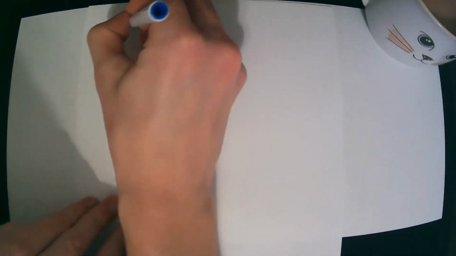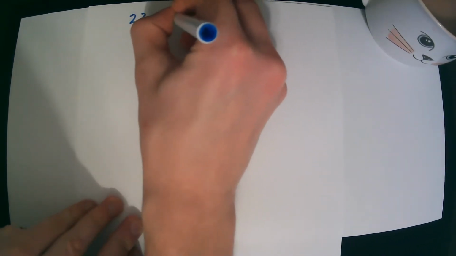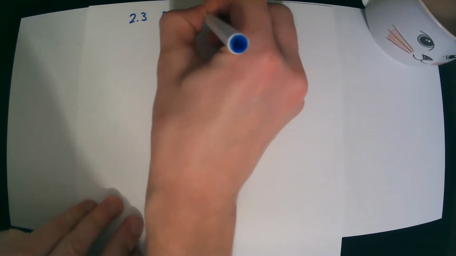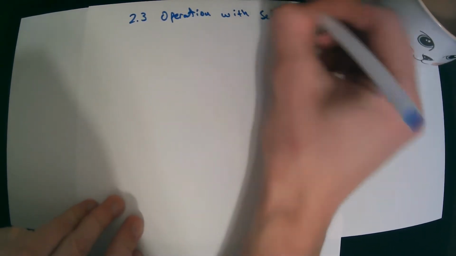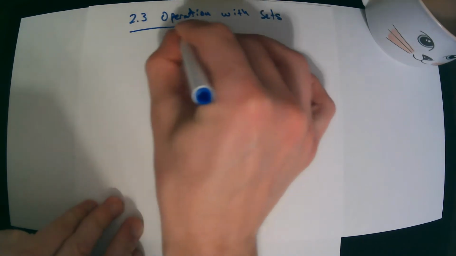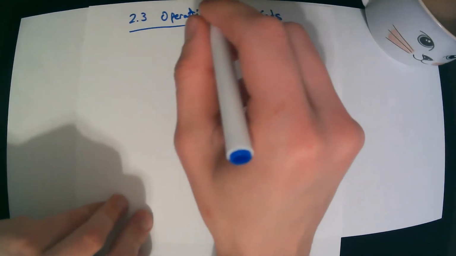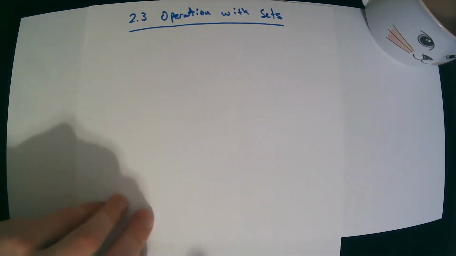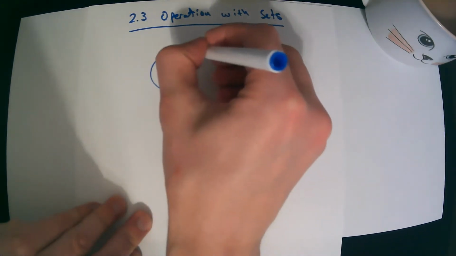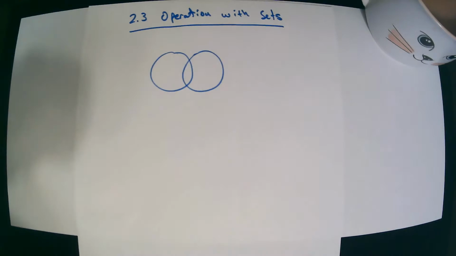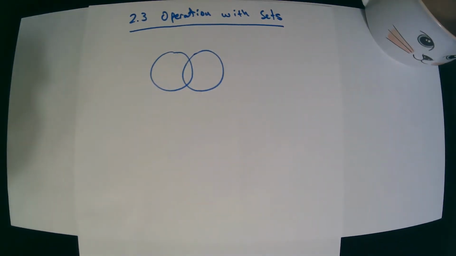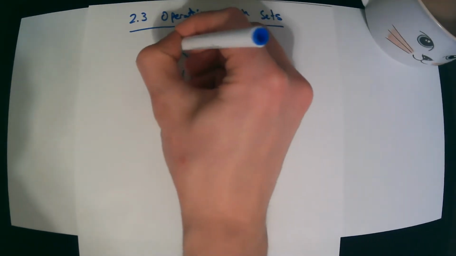Okay, so today we're going to be talking about operations with sets. The title of this section is Operations with Sets. At the top of the last lecture, 2.2, I mentioned a type of Venn diagram that intersects in this way, and I must have done at least one example with two sets intersecting this way.